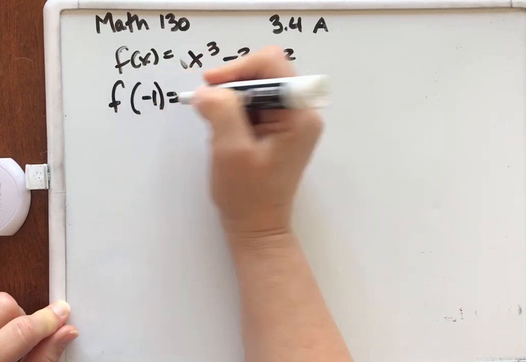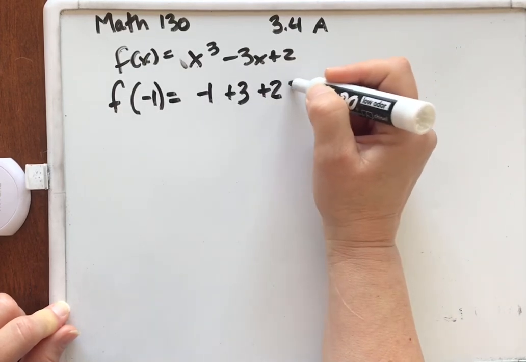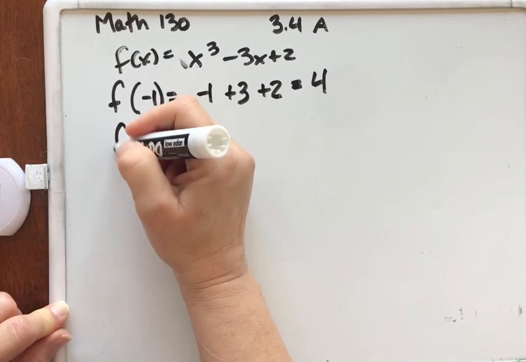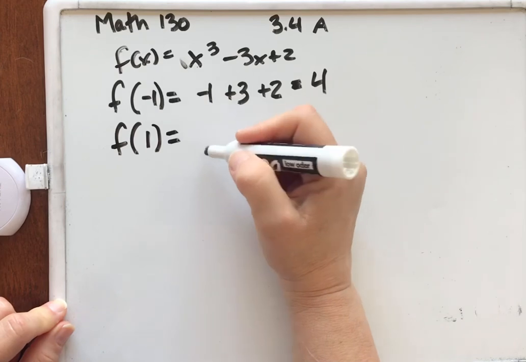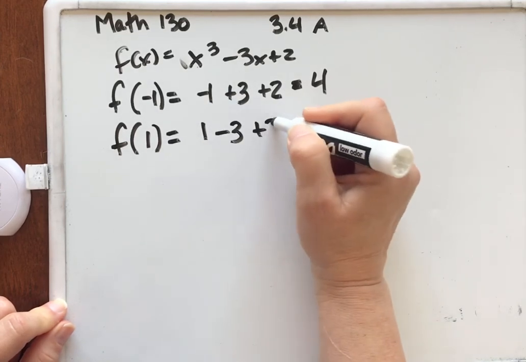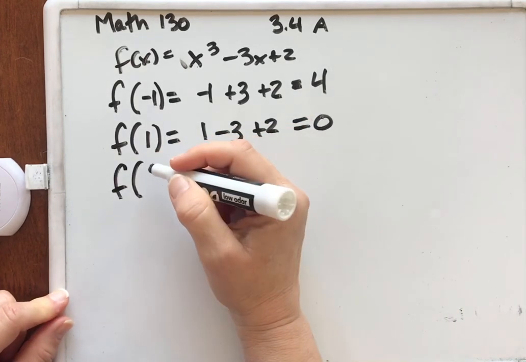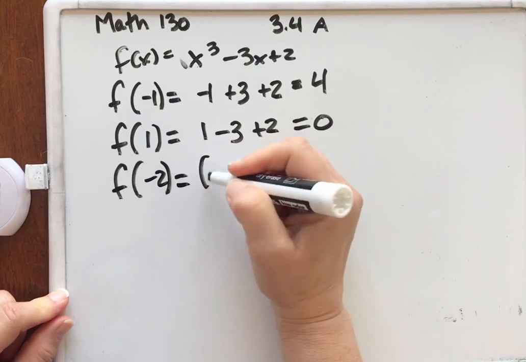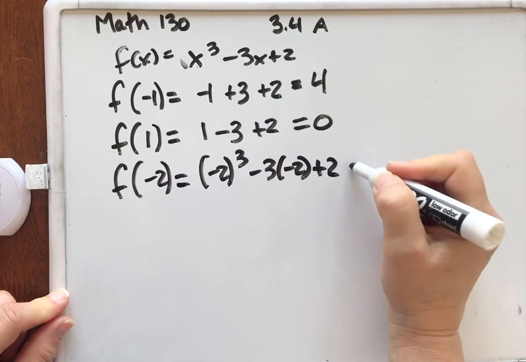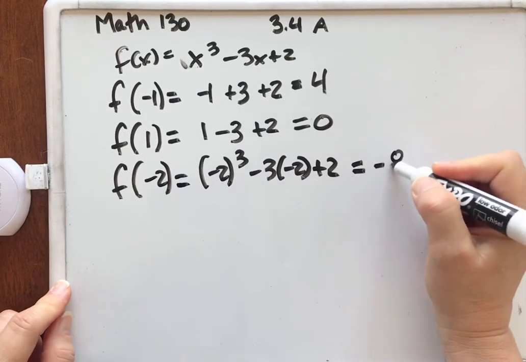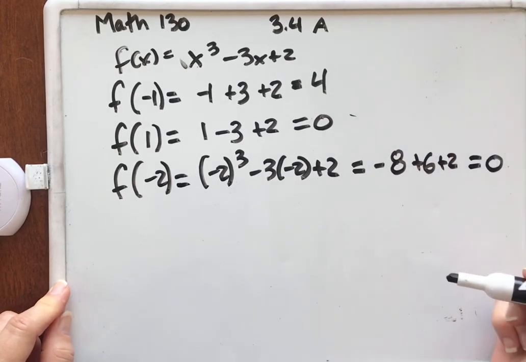So now we're going to test our critical values. F of -1 equals -1 plus 3 plus 2, which equals 4. All right, now we're going to test our other critical value, f of 1. F of 1 equals 1 minus 3 plus 2, which equals 0. Now we test our endpoints. F of -2 equals -2 cubed minus 3 times -2 plus 2. And this equals -8 plus 6 plus 2, which equals 0. So these both equal 0.